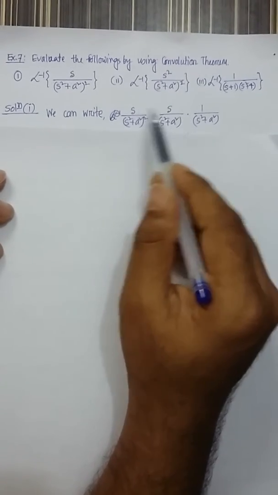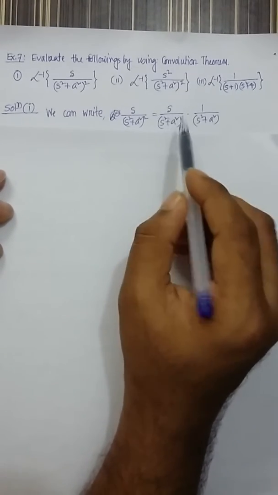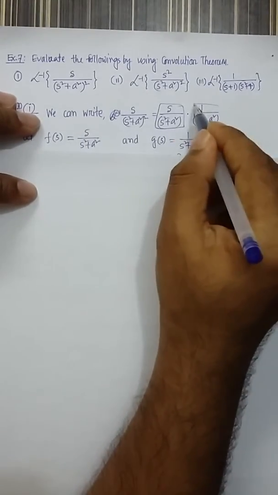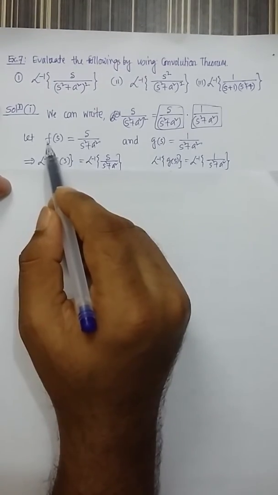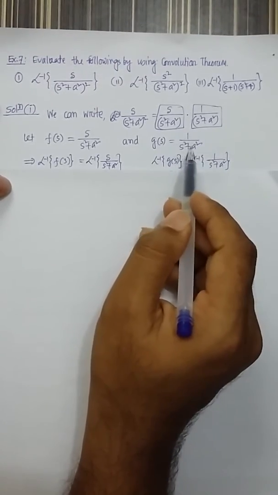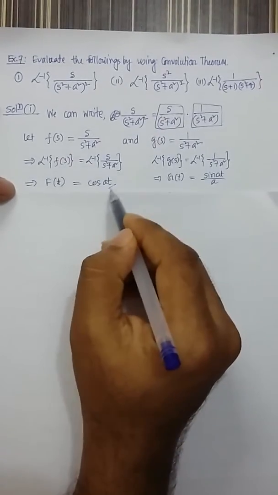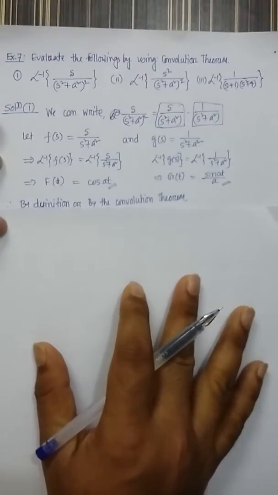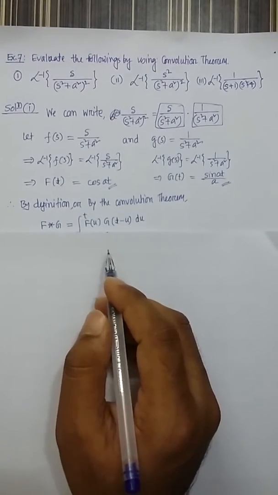So we have written s by (s square plus a square) whole square in the form s by (s square plus a square) into 1 by (s square plus a square), since we know the inverse transform of each. We take the first function as F of s and the second function as G of s, and accordingly, applying the inverse, we find f of t and g of t from both functions. Now you will have to apply the convolution theorem.